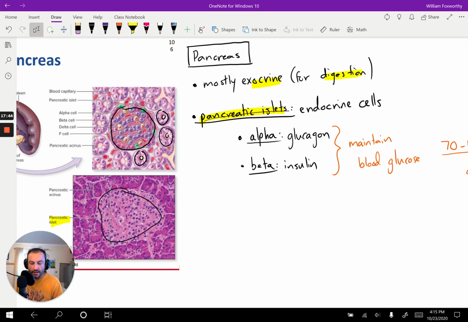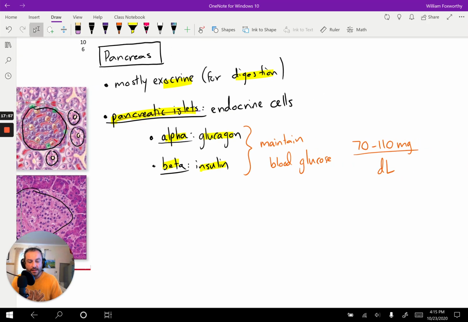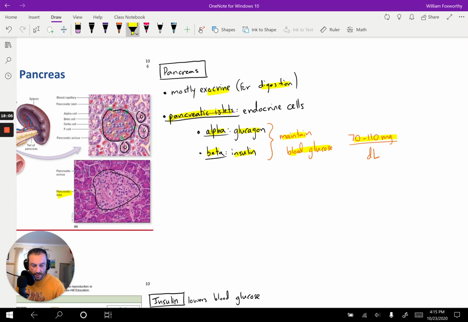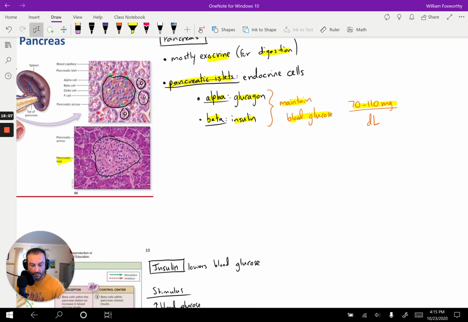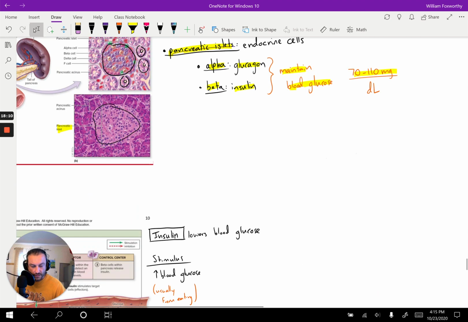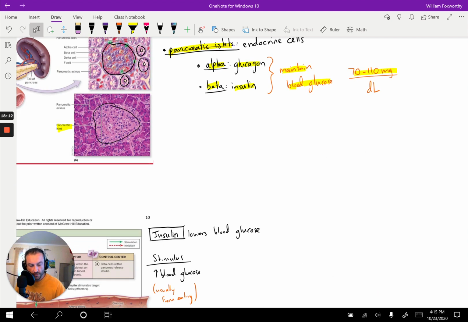And there are two main cell types within the islets that we need to know. The alpha cells produce glucagon, and then the beta cells produce insulin. These two hormones have opposite effects on blood glucose, and together they maintain your blood glucose at a level between 70 and 110 milligrams per deciliter, unless you have diabetes or a similar problem with blood glucose. So insulin, as we're going to see, lowers blood glucose, and then glucagon raises blood glucose.